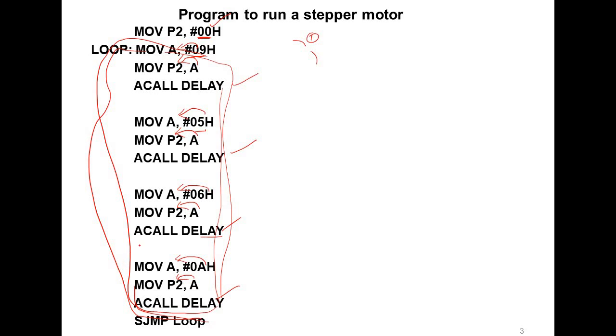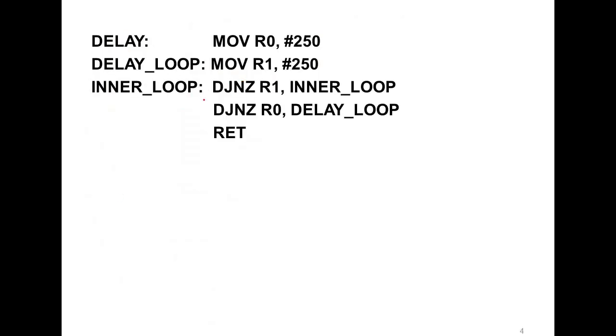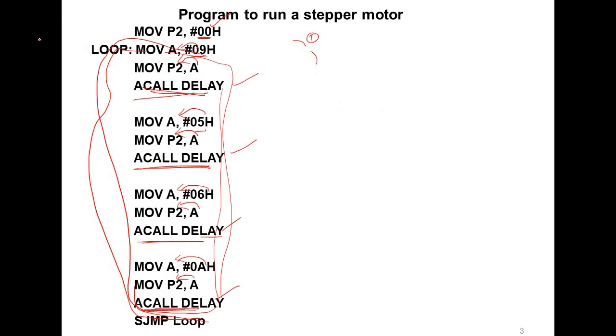So what is the delay program now? See here, in between, 4 times we have called delay. ACALL delay, here also call delay, and then here also call delay. So how much delay we need to make? That's our choice based on the application. So this is our delay program. The label delay is written here, and the same label is to be written in the main program. Yes, it was written. See here, the same delay label.